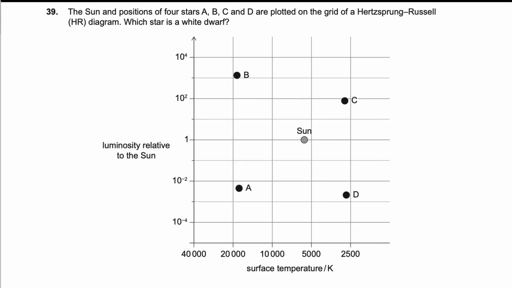Okay, here we go. We've got a question about positions of 4 stars on the Hertzsprung-Russell diagram, and we're trying to say which one is a white dwarf. Not a lot of working to do here, but a bit of a discussion. Let's go for it.